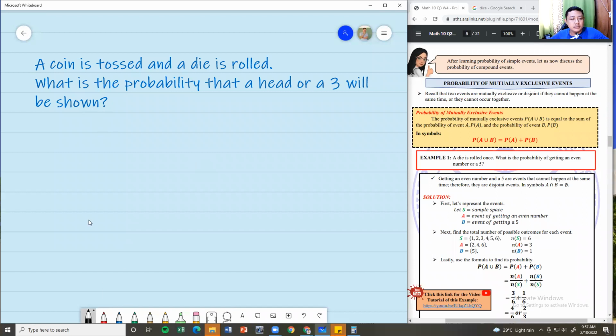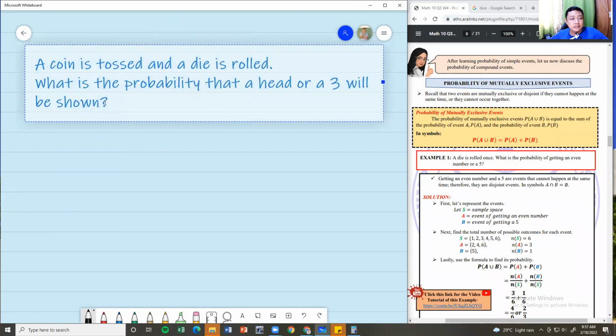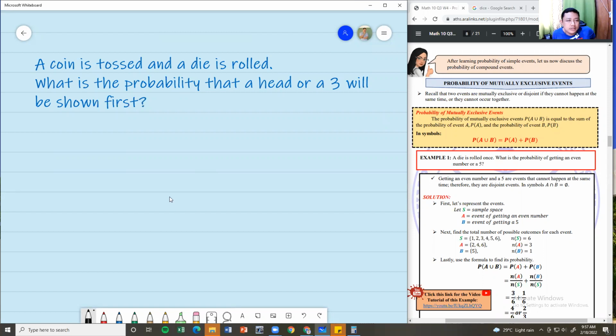Will be shown first. A coin is tossed and a die is rolled. What's the probability that a head from the coin, of course, or a 3 from the die will be shown first? When you toss them and roll them at the same time, which one will come out first? What is the probability that the head comes out first or the 3 comes out first? Go. Which of them will stop first? Game. Let me see. Kindly solve.